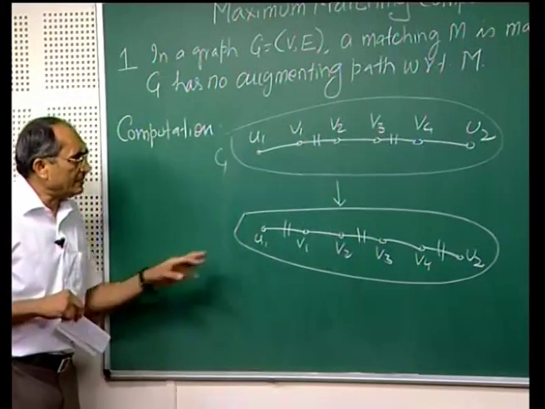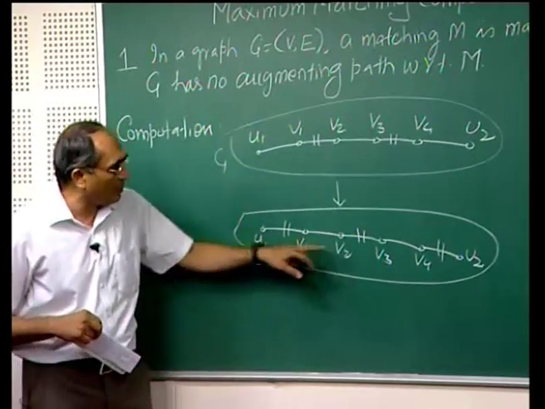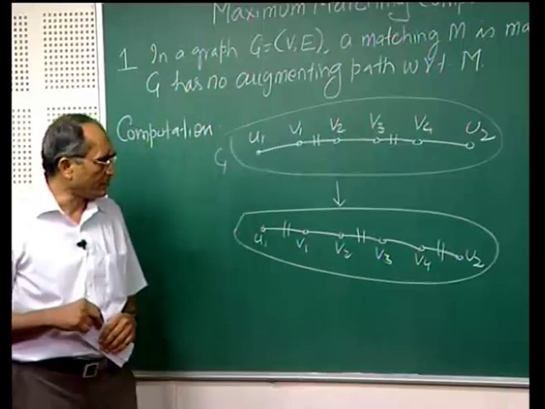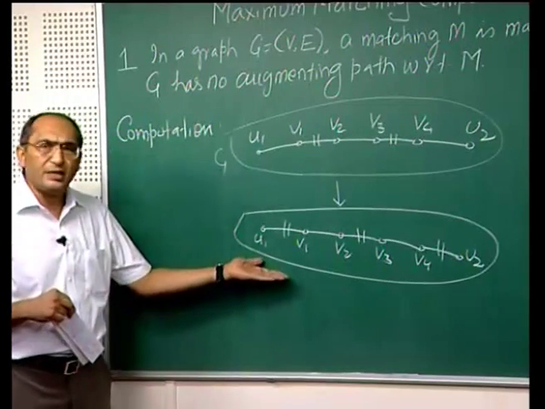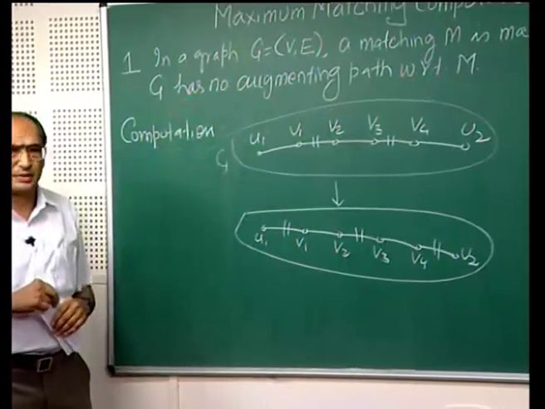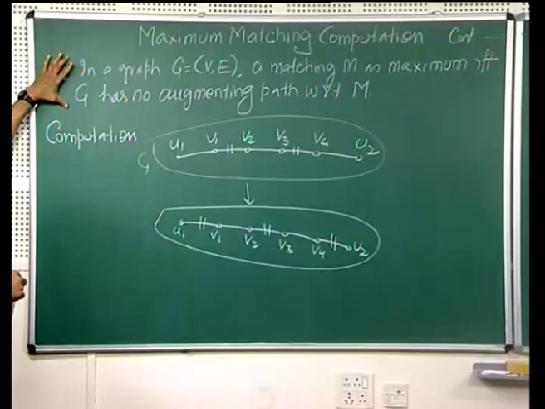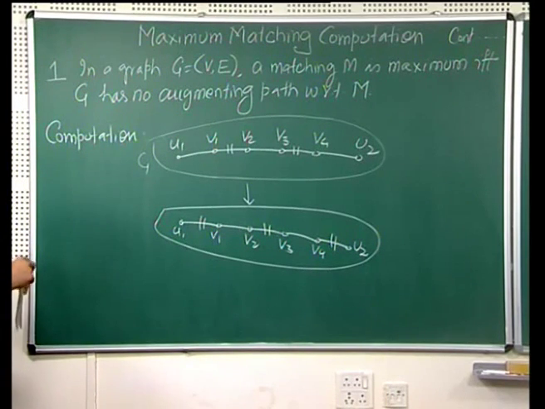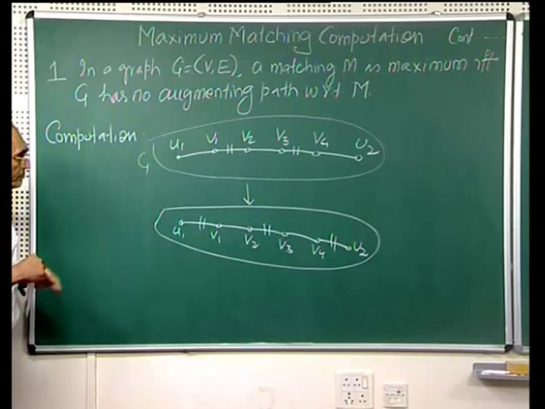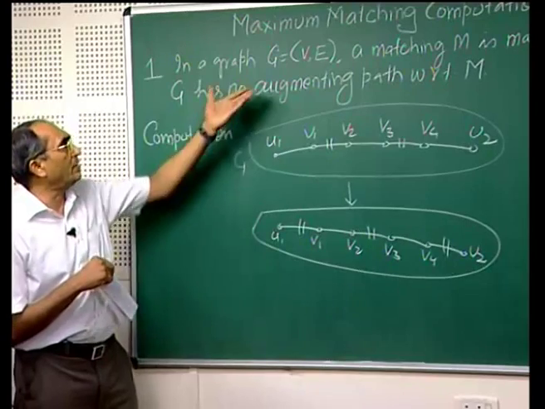But the advantage is that we have augmented that matching. The new matching has one more edge. This way, we can improve the size of the matching every time we can compute an augmenting path. So, this is not only a characterization, but also a way to compute a maximum matching. Now, the problem reduces to computing an augmenting path.